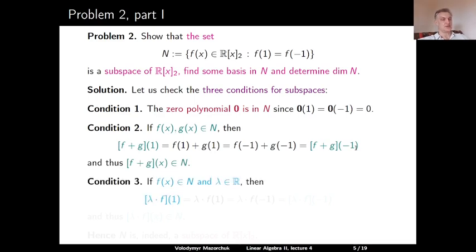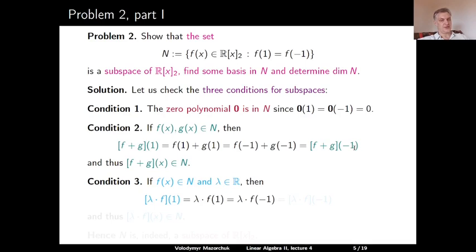And finally, condition 3. Let f be a polynomial in N and lambda be a real number. Then the value of the polynomial lambda times f at 1 is by definition equal to lambda times f of 1. Since f is in N, f of 1 is equal to f of minus 1. So lambda times f of 1 is equal to lambda times f of minus 1.